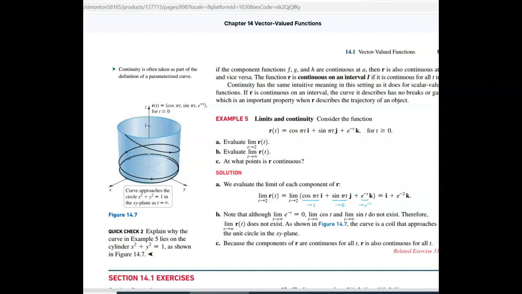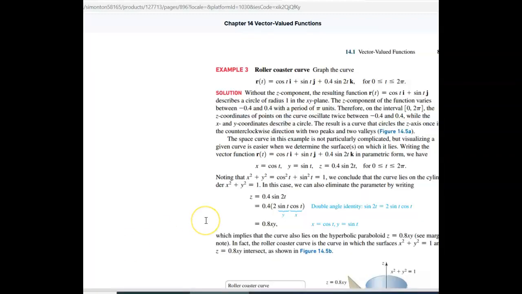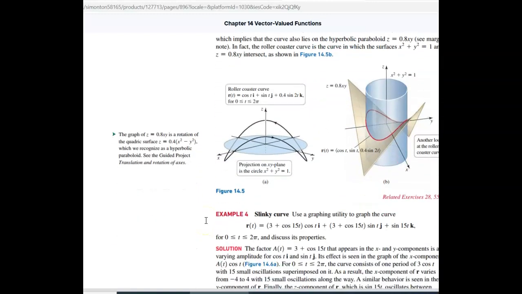I'm going to scroll backwards again here and go through another one of those before we look at some problems. Here's another one. Notice this one has a cosine of t in x and a sine of t in y, and in the z spot, it has another sine function, but this sine function has a different angle.